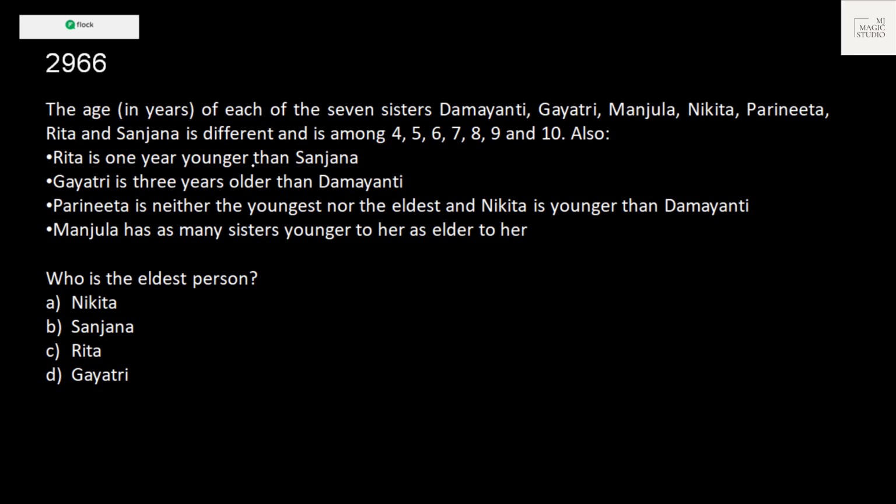Here also 2 questions follow in this particular puzzle. The age of each of the 7 sisters, Damayanti, Gayatri, Manjula, Nikita, Parinita, Rita and Sanjana, is different and is among 4, 5, 6, 7, 8, 9, 10.